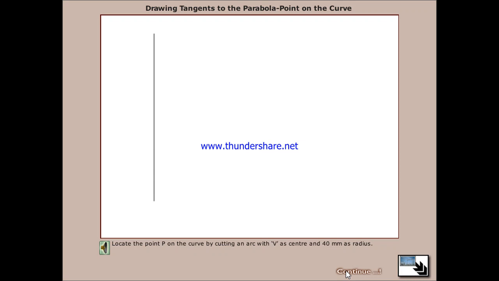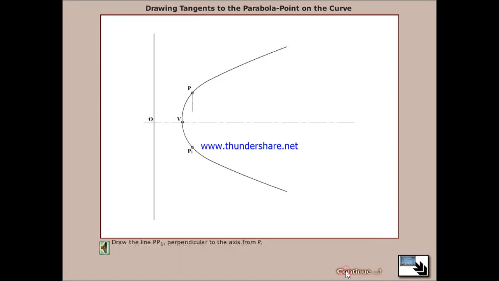Once again, locate the point P on the curve by cutting an arc with V as center and 40 millimeters as radius. Draw the line PP1 perpendicular to the axis from P. The perpendicular PP1 cuts the axis at A. Mark the point T by measuring VT equal to VA on the axis. Connect TP and produce. TS is the required tangent.